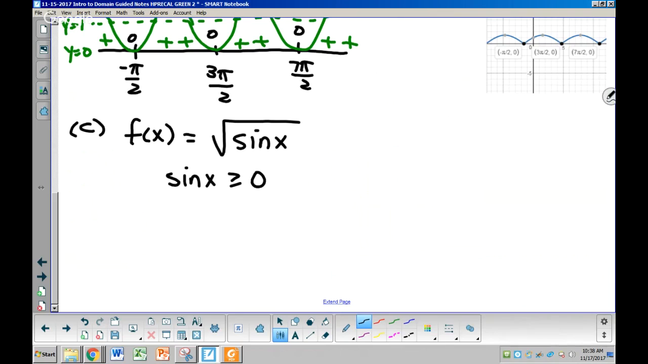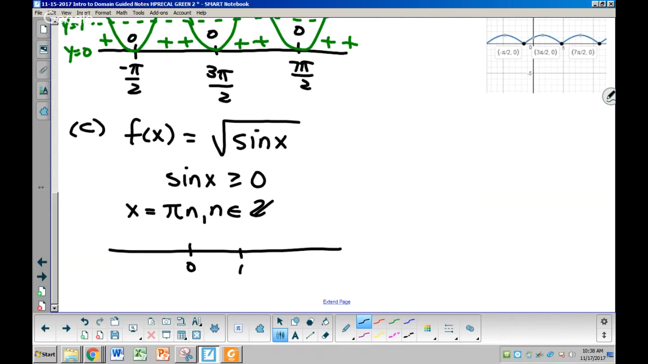Okay, do we know when it's 0? Pi n, right? We just saw that up above. So let's do our sine chart here. At 0, at pi, at 2 pi, we have zeros. And I'll put a negative pi on here, just for kicks.